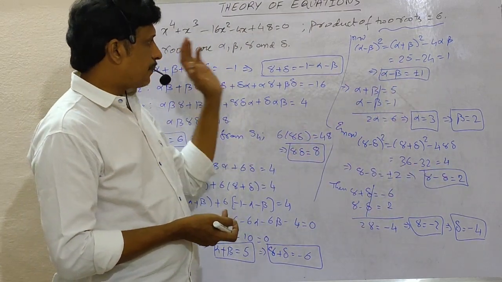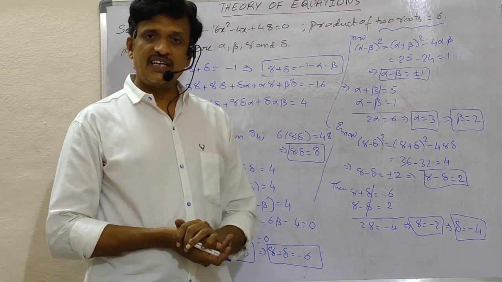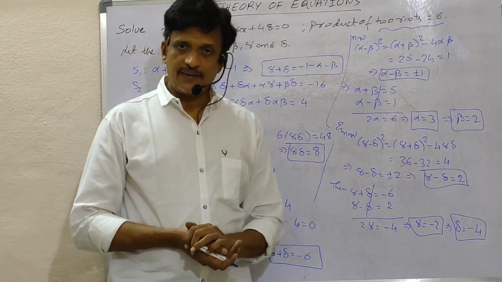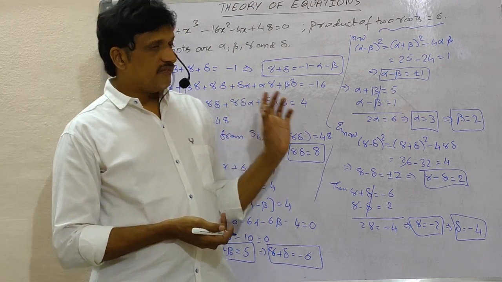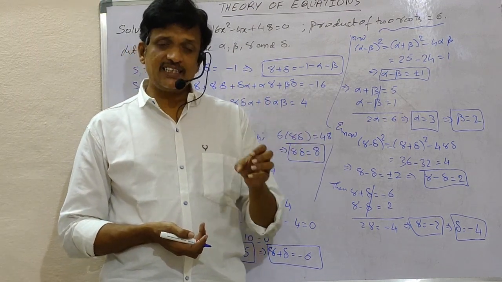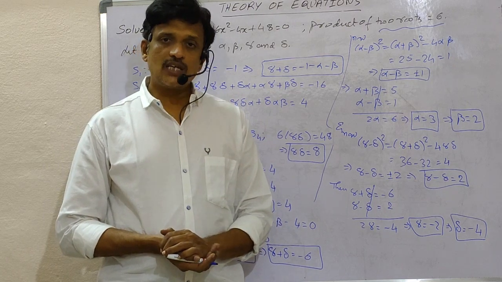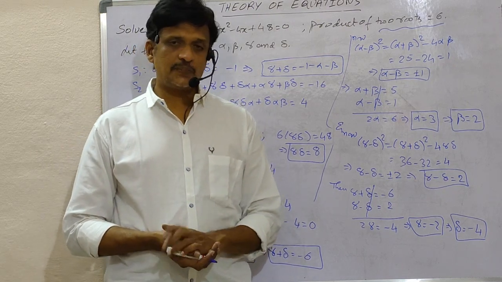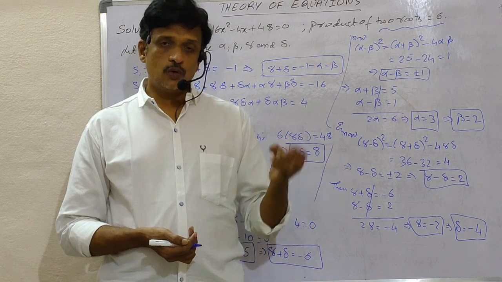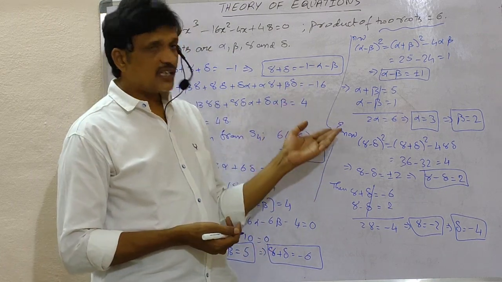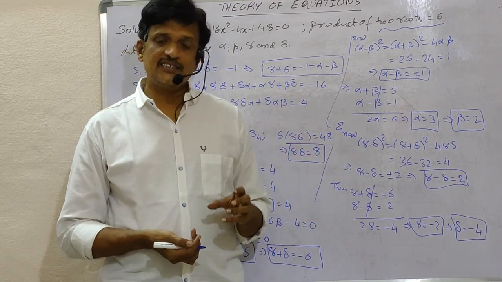So a polynomial equation, whether it is of degree 3 or 4, is given, means we have to find the roots when the relation between the roots is given. They will give a condition. Roots are in AP, roots are in GP, roots are in HP, sum of the two roots is 0, two roots are equal, otherwise product of two roots is 6, and another one is there.